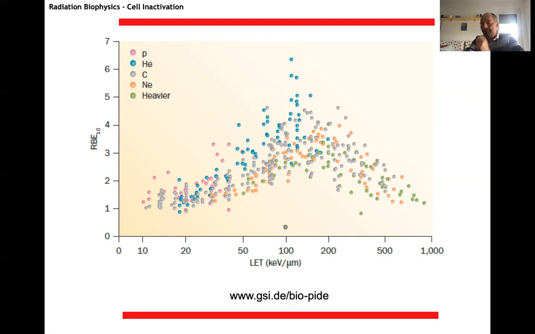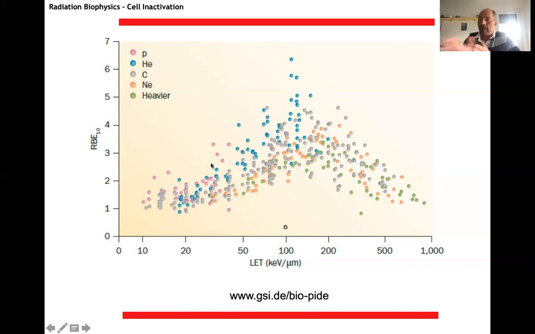But you see two things. The first thing, the general trend is always the same: you go up until the maximum, and then you go down. So you always have an increase in effectiveness, and then you have overkill. But then you see that the spread is huge. The spread is huge because the RB depends on so many parameters, including, as I said before, the charge and velocity of the ion. Generally speaking, the proton data here are higher than the neon data at the same LET, and the helium data are higher than the carbon data or the data for heavier ions.